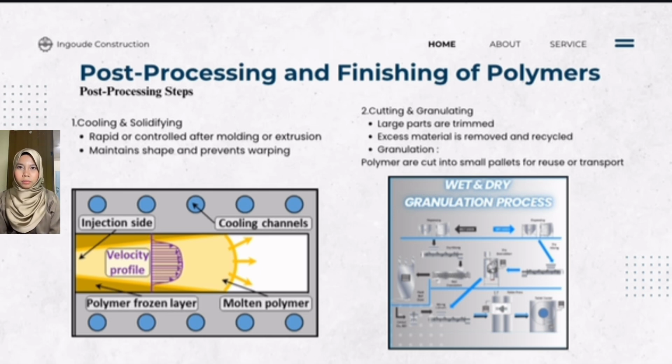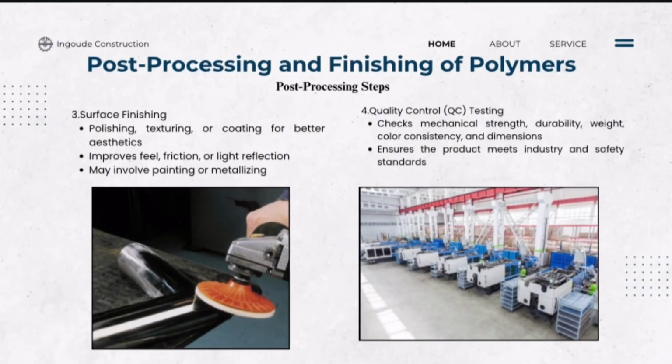After shaping, polymers undergo post-processing steps. Cooling and solidifying are crucial to maintain shape and prevent warping. Cutting and granulation trim large parts, remove excess material, and prepare recycled polymers. These steps ensure polymers are ready for reuse and further use.